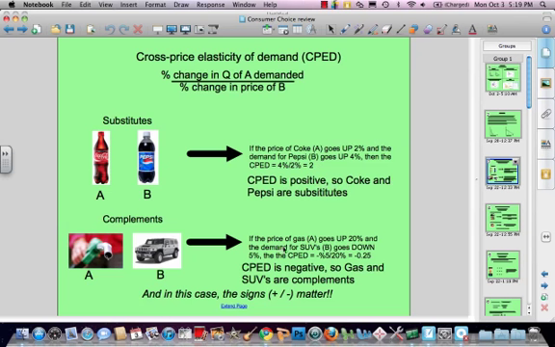If on the other hand, the price of product A goes up and the demand for product B goes down, we get negative cross price elasticity. So gas and SUVs are complements. Remember, the signs matter when we're talking about cross price elasticity of demand.